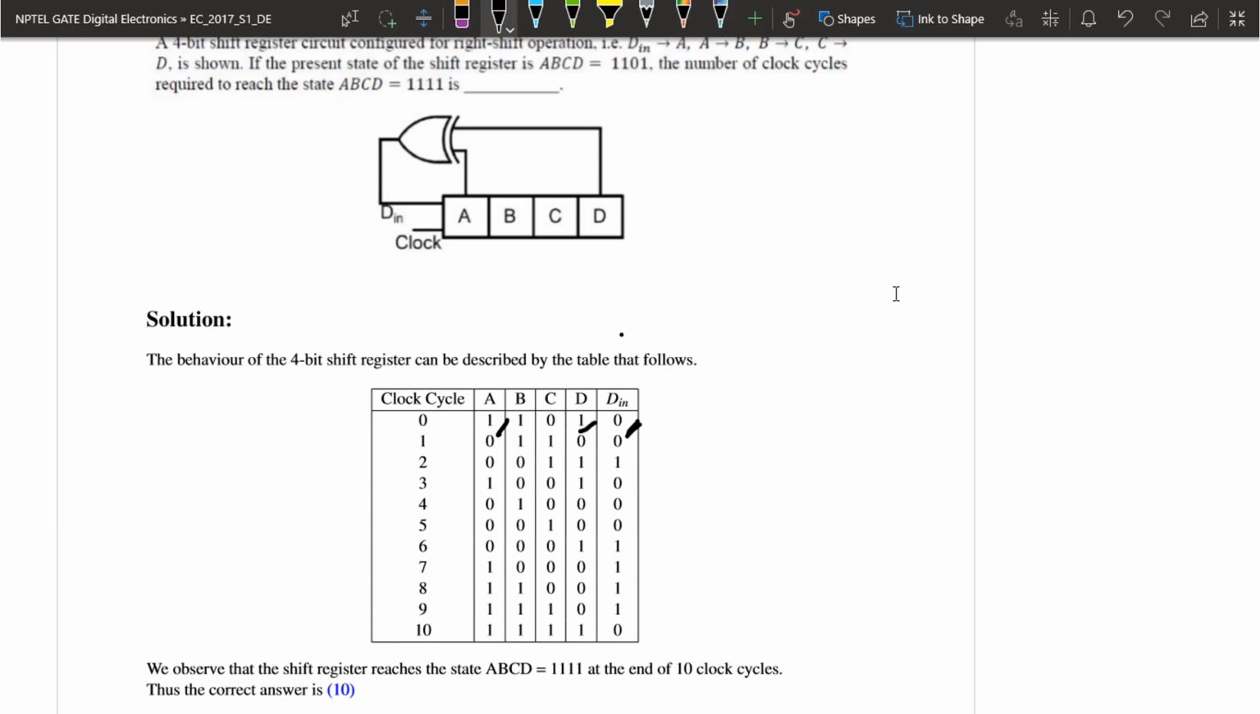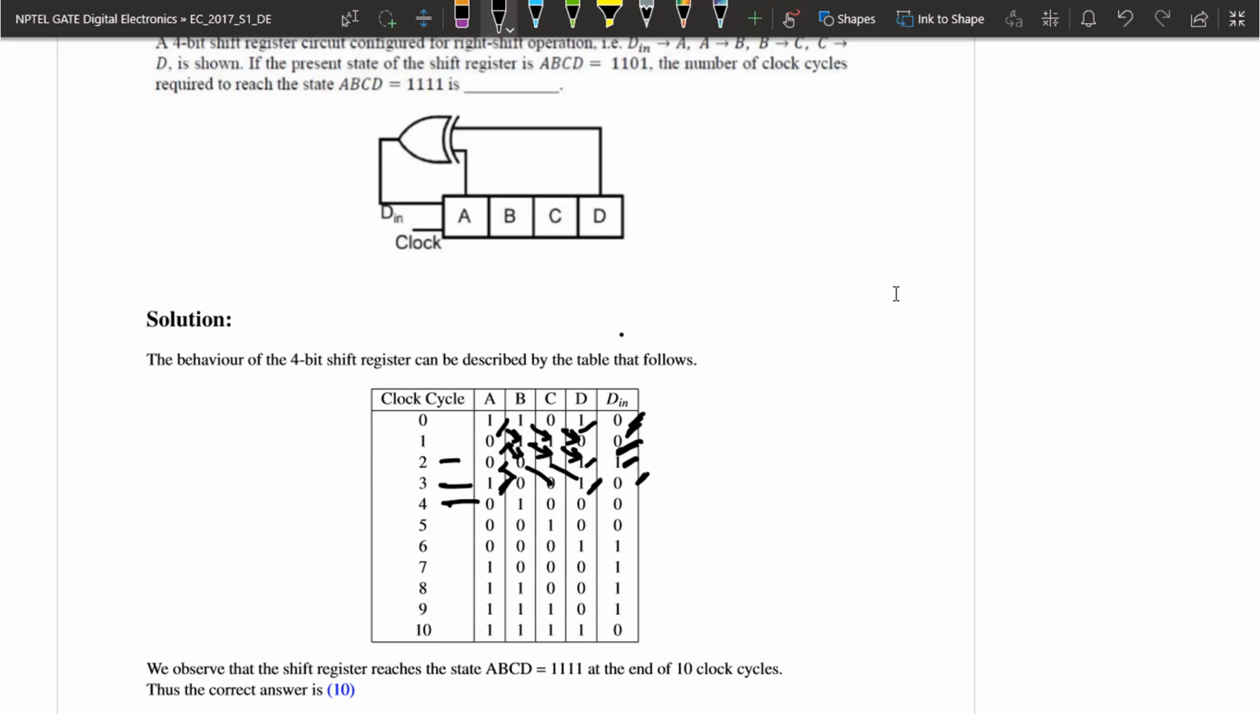Now in clock cycle 1, A goes to B, B goes to C, C goes to D. So therefore we see that B, C, D is 110 and Dn is A XOR D. And what is A? A is nothing but the previous Dn. So A is 0 and Dn becomes 0 XOR 0, that is 0. In clock cycle 2, we see that A becomes 0, B becomes 0, C becomes 1, D becomes 1, and Dn is 0 XOR 1, which is 1. In clock cycle 3, A becomes 1, B becomes 0, C becomes 0, D becomes 1, and Dn becomes A XOR D, which is 1 XOR 1, that is 0.